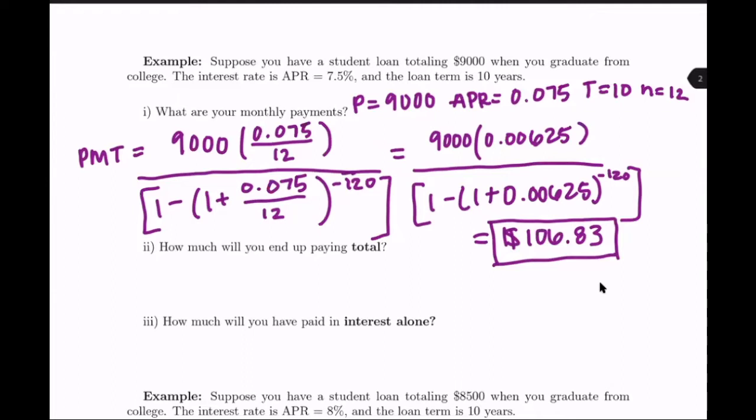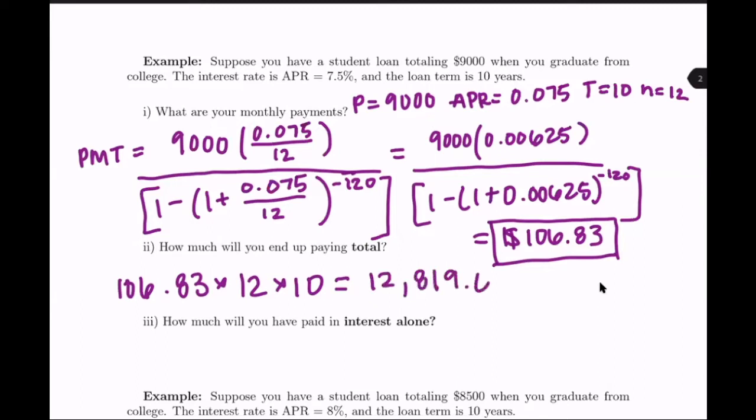So the next question is, how much will you end up paying total? So we know we're paying $106.83 per month. We know we're paying this every single month, and we know we're going to pay this for 10 years. So how we find out how much we're paying total is by doing 106.83 multiplied by 12, because we pay every single month, and then we multiply by 10 because we pay for 10 years. And when you put that into your calculator, you should get $12,819.60.